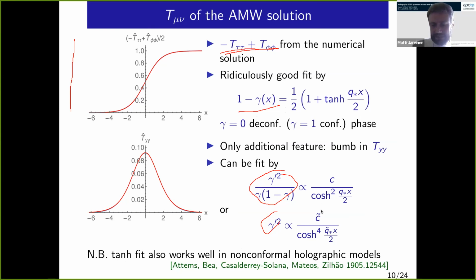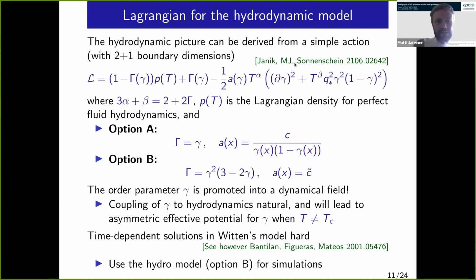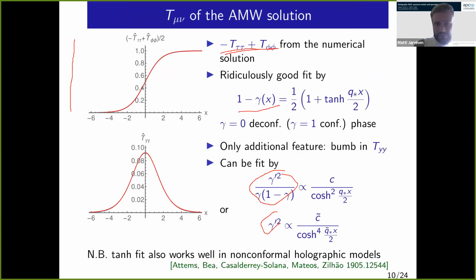Well, motivated by this kind of fitting, in this earlier paper we came up with a hydrodynamic Lagrangian, which can realize this good fit of the energy momentum tensor. And it turns out that the Lagrangian which you can write down is like this. So basically there is a term which just covers the hydrodynamics, and then there is this term governing an extra scalar field gamma, which gives you the dynamics of the domain wall. And it turns out that there are two options which correspond to these two ways of fitting the T mu nu of the solution.